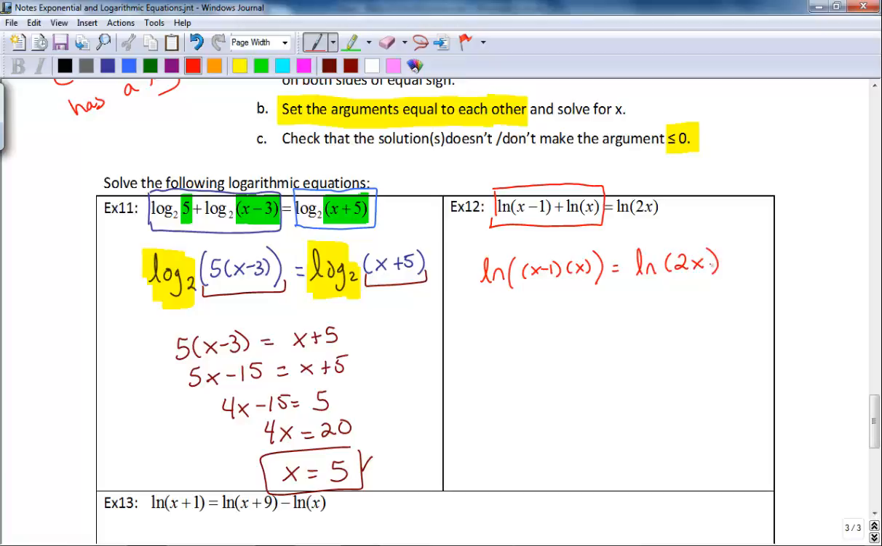Well, now what you want to do is use the one-to-one property that says if you have a log base a, or natural log in this case, on both sides, then the arguments have to equal each other.